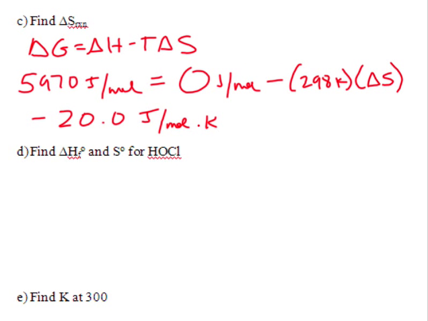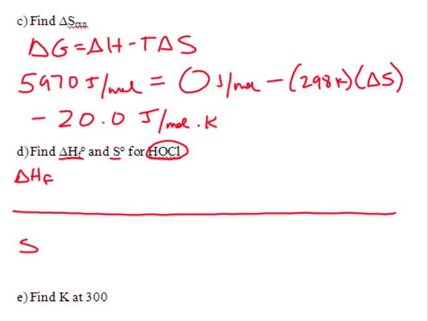All right. Now, you've got to really look at what they're saying. They want you to find delta H of formation and the S just for this one. I'm going to give you a hint: this is going to be 2 separate calculations. Use the big equation for each of them. And what do we plug in for HOCl? X. Exactly.